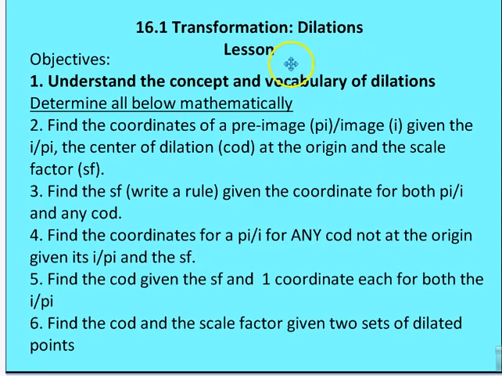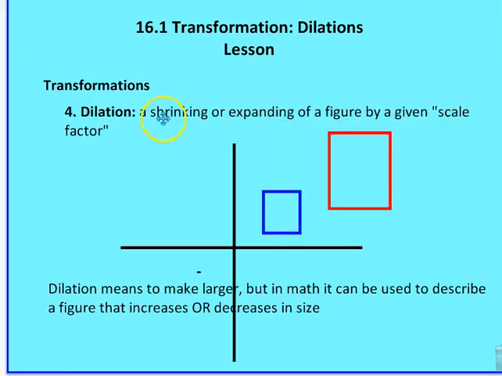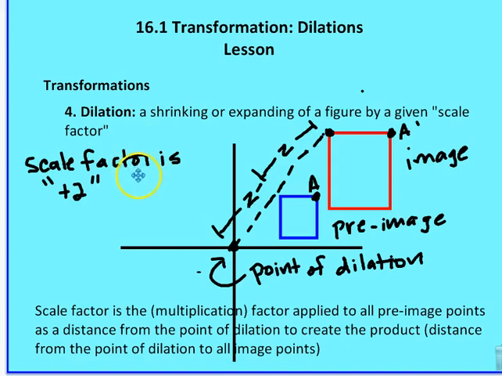All right, so first thing we want to do is understand the concept and vocabulary of dilations. And this again is 16.4. So dilation, this is the fourth transformation, the shrinking or expanding of a figure by a given scale factor. Dilation means to make larger, but in math we're going to use it to describe a figure that increases or decreases in size.